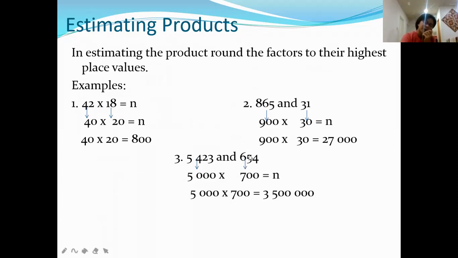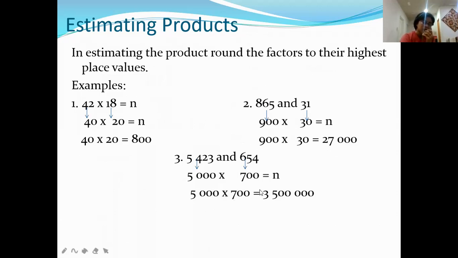So the number beside 6 is 5. And 5 or more, we are going to add 1. That's why 6 plus 1 is 7, so 700 equals n. So 5,000 times 700 equals.